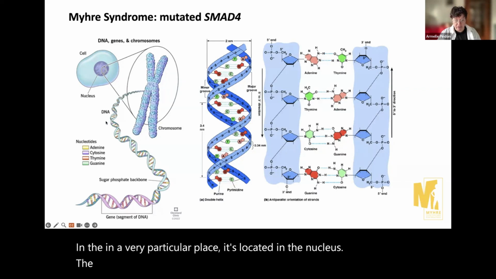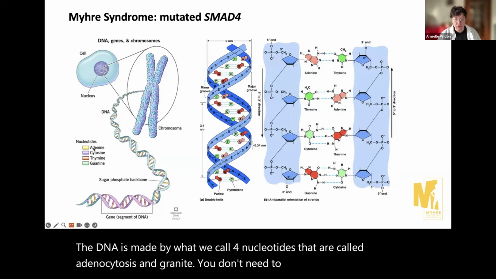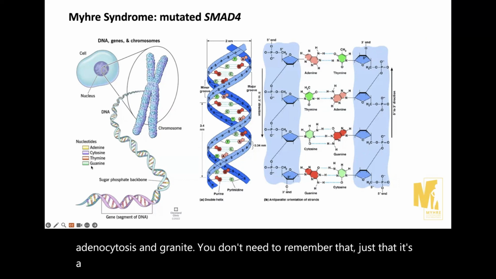The DNA is made of 4 nucleotides called adenine, cytosine, thymine, and guanine. You don't need to remember that, just that it's A, C, T, and G.